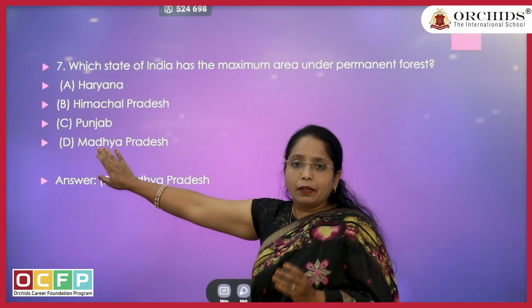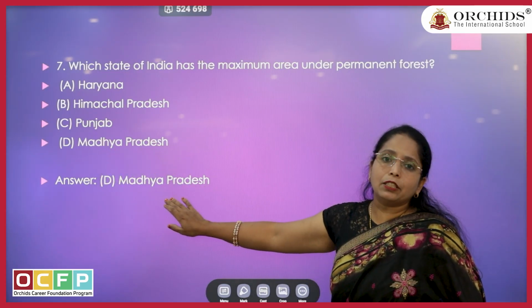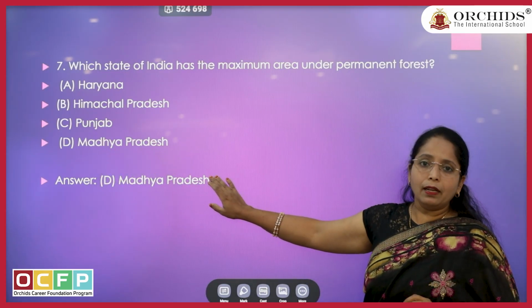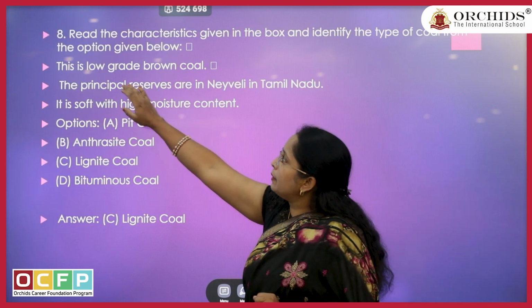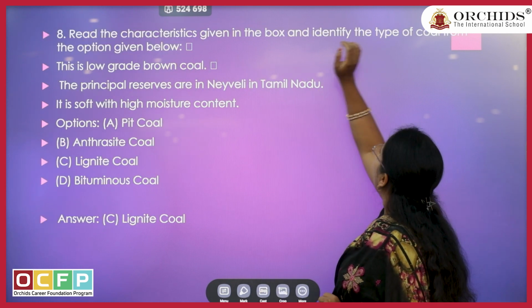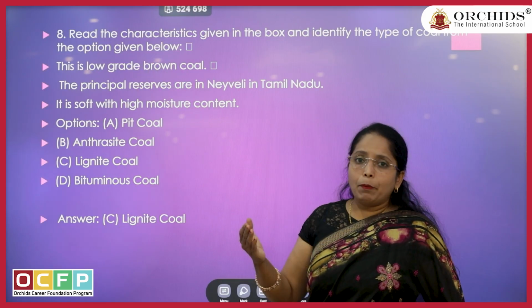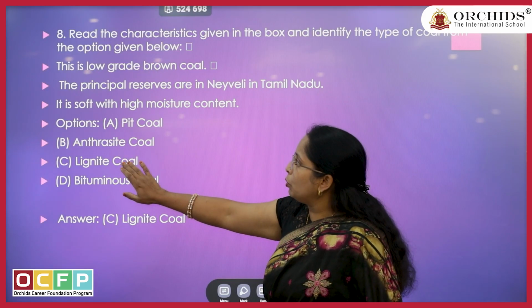You should be aware, I think you have done well in the exam, you have written Madhya Pradesh as the largest forest area in India. Next question is, read the characteristics given in the box. Identify the type of coal from the options given below. You are aware about the types of coal. Now let us go through the options.